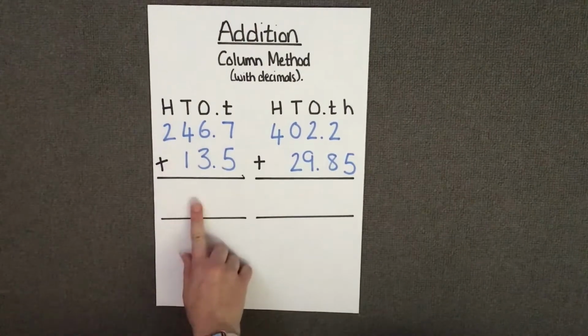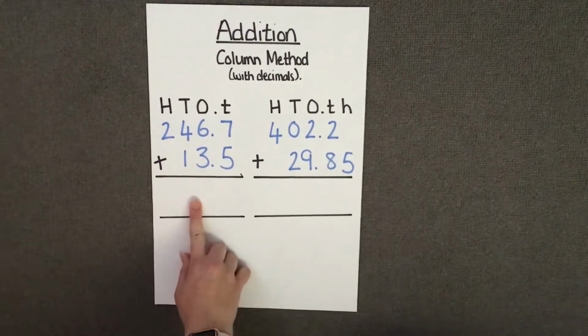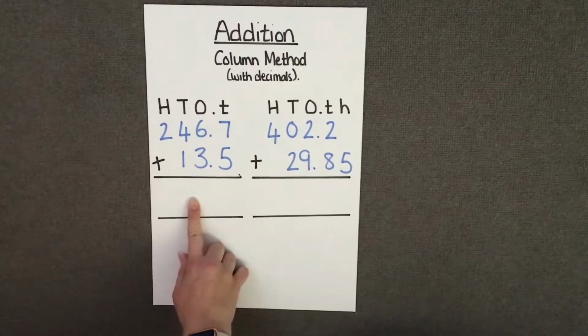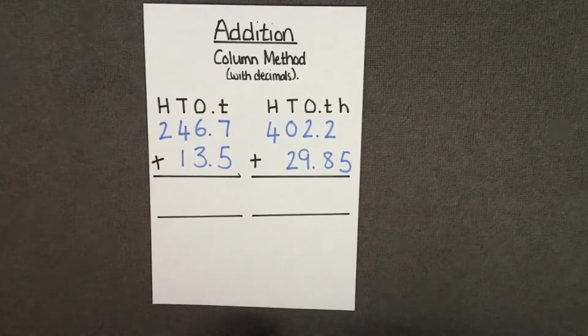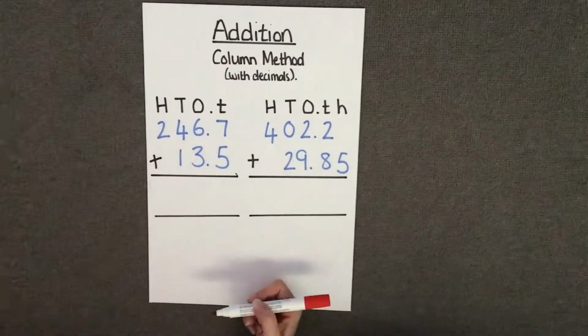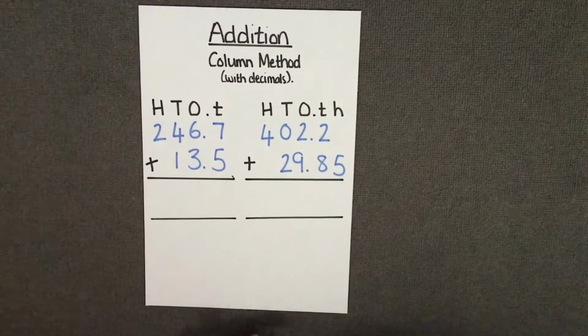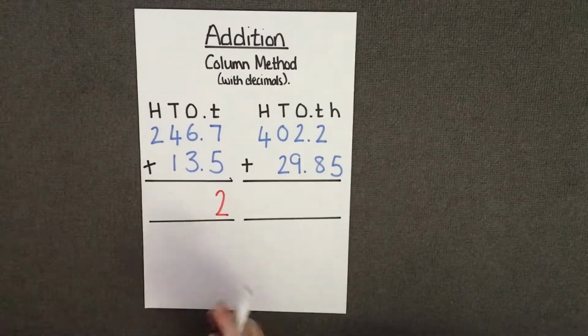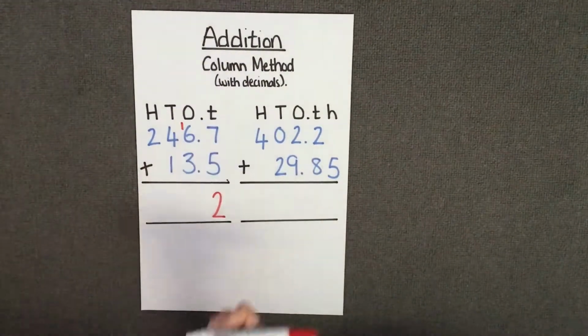Let's start by reading the first question. 246.7 add 13.5. First we need to add the tenths column. So I have 7 tenths, add 5 tenths, which is 12 tenths. In the number 12 tenths, I have 2 tenths, and I have 1 whole, or 1, which I have to carry over to the ones column.